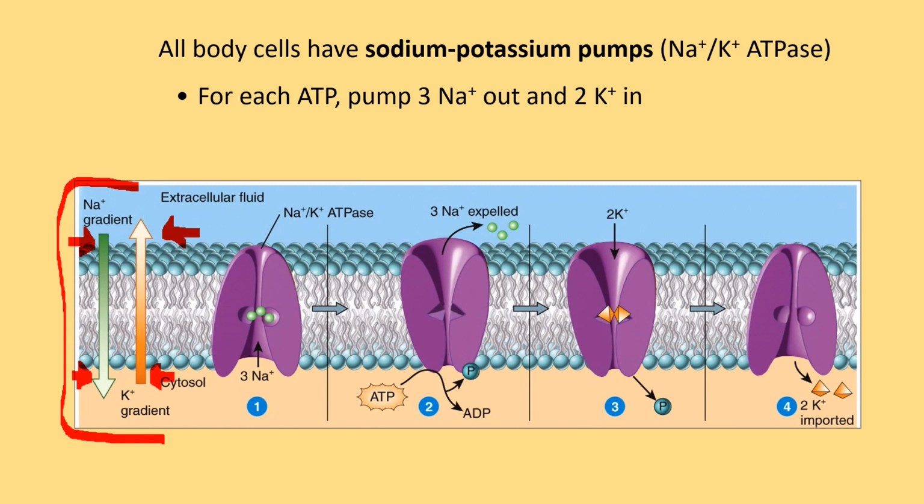So starting all the way on the left side of this image, we see that there are two different concentration gradients for two different ions. There's more sodium outside the cell and more potassium inside the cell. And the sodium-potassium pump's primary responsibility is creating these concentration gradients and maintaining them. And these pumps work 24 hours, 7 days a week.